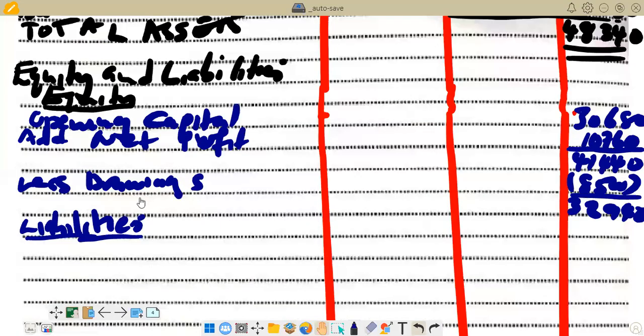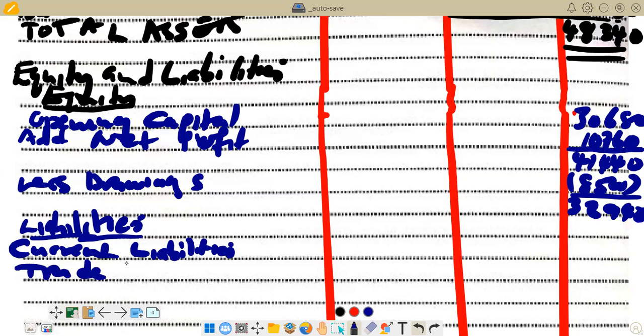So we have now trade payables, sorry, before we write trade payables, we are supposed to indicate that they are current. We have current liabilities. And then under the current liabilities we've got trade payables.